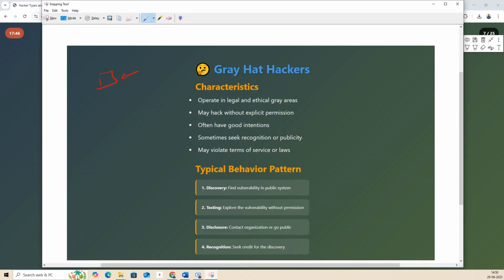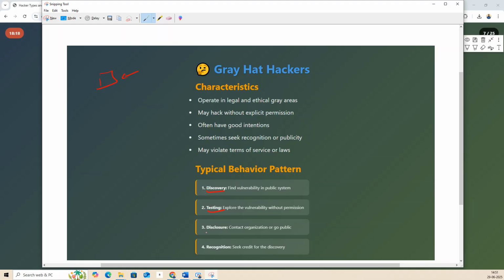First, the discovery. They find vulnerabilities in public systems, maybe a government website or a major corporate portal. Second, testing. Here's where it gets problematic. Instead of immediately reporting it, once they find something, they explore the vulnerability further. They might access data they shouldn't access or demonstrate the impact by going deeper into the system than necessary.